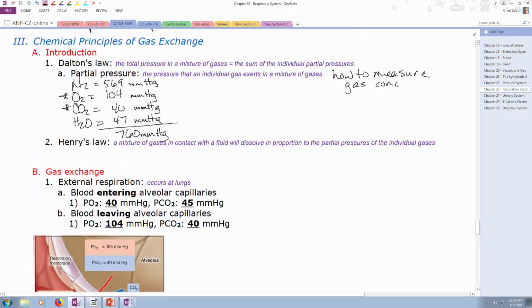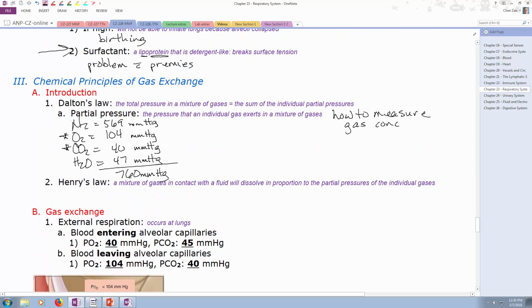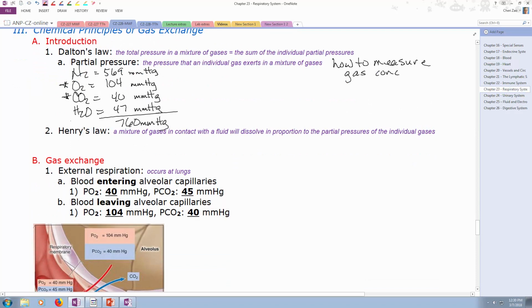Henry, and so you guys have to memorize these people, their names. So these are some physics people that got their names out there. So Dalton, how we measure gases, and Henry, how gases that are in contact with a liquid medium, how their concentrations can be assumed. If you have gases with those numbers and a liquid medium that they are on the surface of, you're going to have those gases actually dissolve in the liquid medium to the relative concentrations that you find outside. And so that's why in our notes it says a mixture of gases in contact with a fluid will dissolve in proportion to the partial pressures of the individual gases.